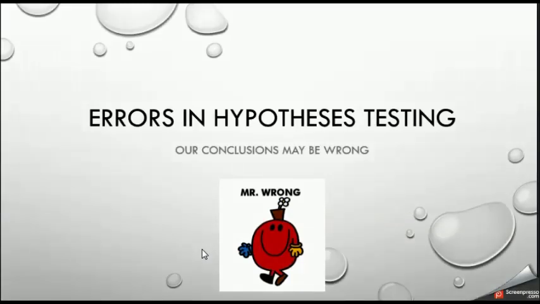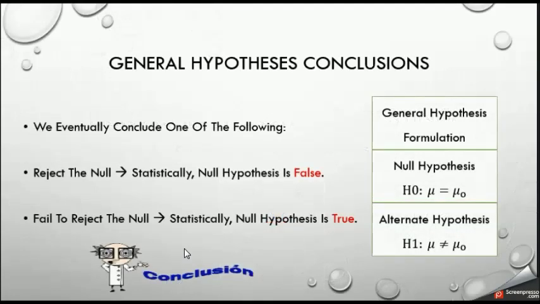Welcome to this lesson about errors in hypothesis testing. So in fact, is our conclusion always 100% correct? In fact, no. Our conclusions may be incorrect. It is possible to have incorrect conclusions at some level of possibility. So it is possible to have some kind of errors. These errors are defined as type 1 error and type 2 error.